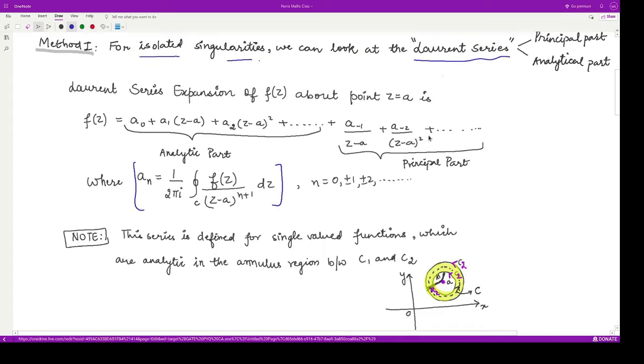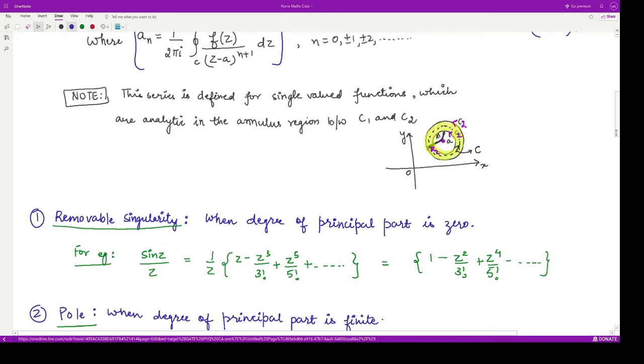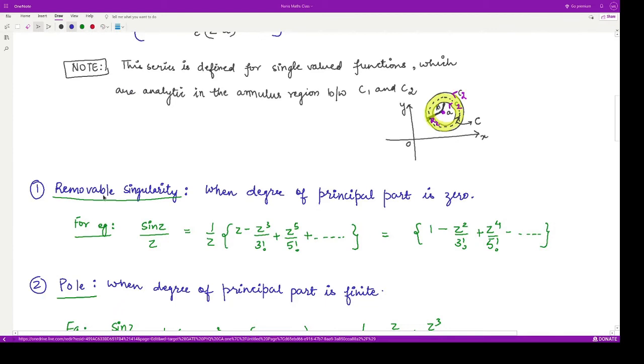That means we do not have any of these kinds of terms present. That is, z minus the point of singularity should not be present in the denominator. If that is the case, then we say it has a removable singularity. For example, for the function sin z by z, we can expand sin z into the series form and we obtain this. Here we see that there is no term of z that appears in the denominator, so we can say it has a removable singularity.